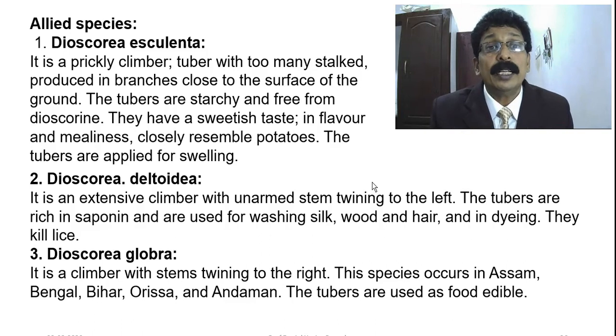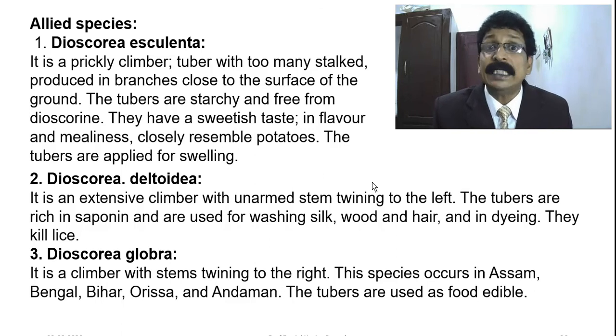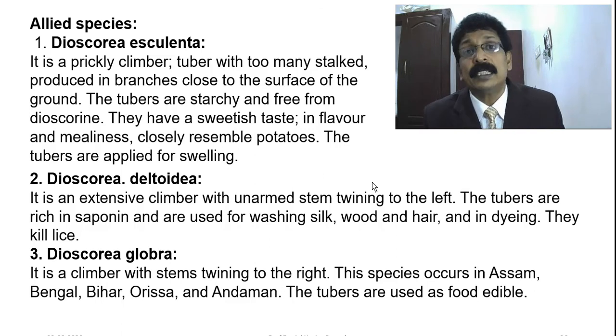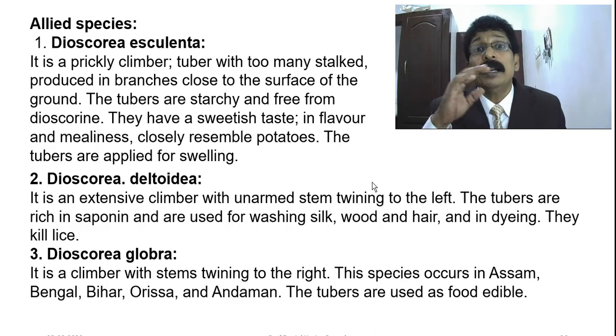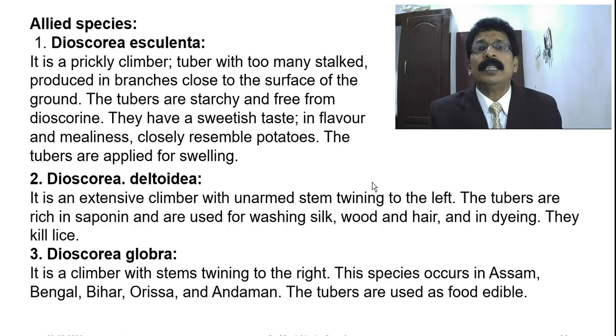And Dioscorea deltoidea is an extensive climber. It is also a climber with an unarmed stem twining to the left, and the tubers are rich in saponin and are used for washing silk in cloth and thread manufacturing, for washing silk, wool and hair, and in dyeing, even in the manufacturing of fabrics. They are using this Dioscorea deltoidea. They can even kill lice, for cosmetic purposes.